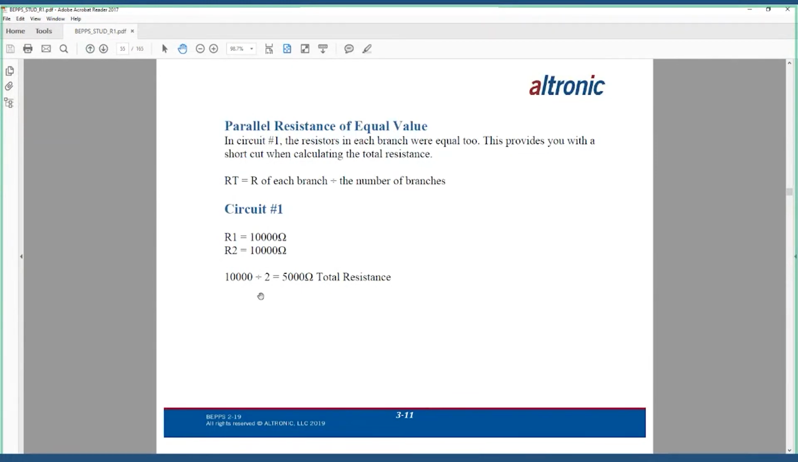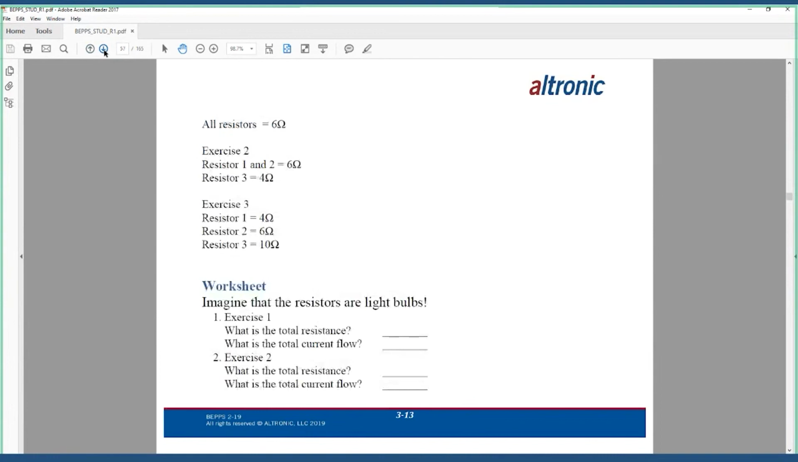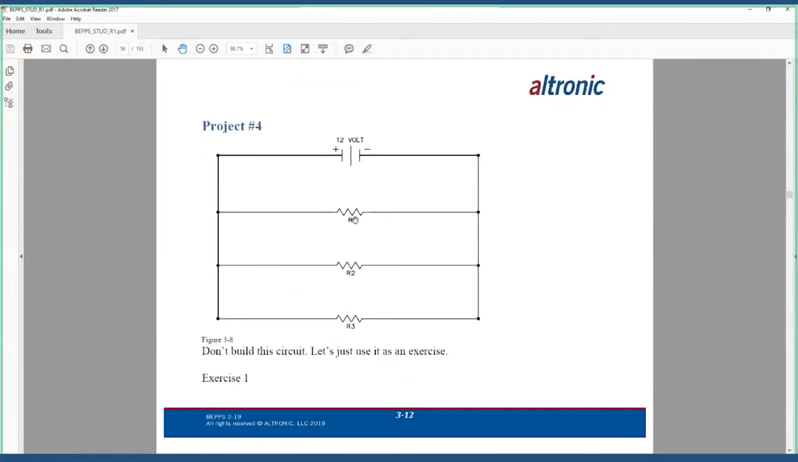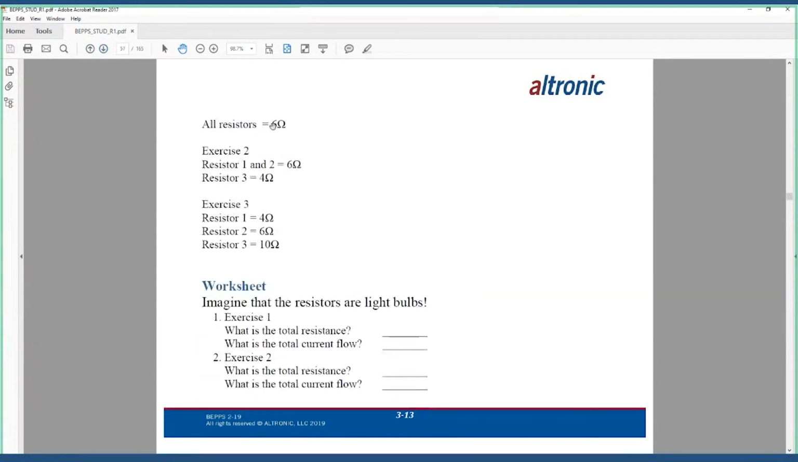So I'm taking 6 ohms divided by 3. Each resistor is 6 ohms. 6 ohms divided by 3, total resistance should be, anybody want to take a stab at this one? I'll say 2. That's what I got.